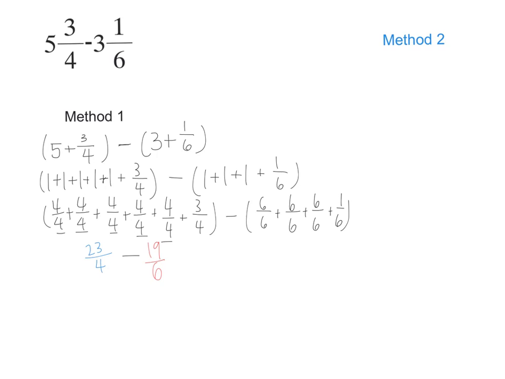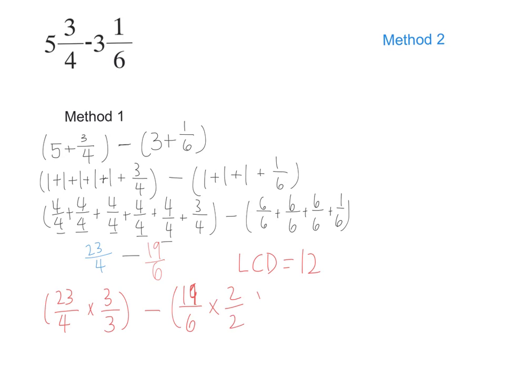So what would my least common denominator be for 4 and 6? 12. Good. My LCD is 12. So let's see. 23/4 times what version of 1 will give me a denominator of 12? 3/3. Good. Okay. And 19/6 multiplied by some version of 1 will give me a denominator of 12. What version of 1 am I looking for? 2/2. Good. Okay, so now we can multiply.